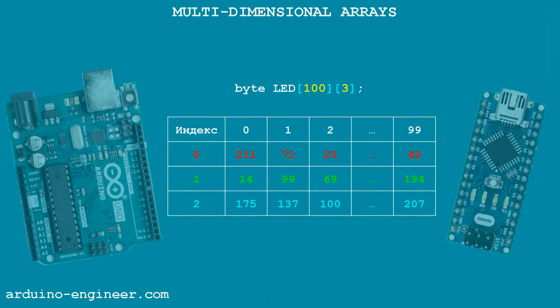Each individual element of a two-dimensional array is uniquely identified by a pair of indices. This array consists of 300 cells, each of which stores a byte value. The first index determines the number of the LED in the strip, and the second index determines the number of the LED color. For example, index 0 is red, 1 is green, and 2 is blue for an LED strip element.